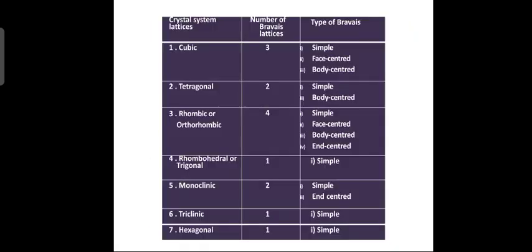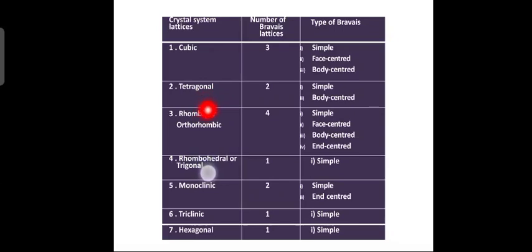Okay. Next slide. Now, here there is a tabular column indicating crystal system, number of Bravais lattices and types of Bravais lattices, okay. First one is cubic. How many Bravais lattices are present? 3, okay. 3 Bravais lattices are present. What are the 3 different types? Simple, face centered and body centered, okay.